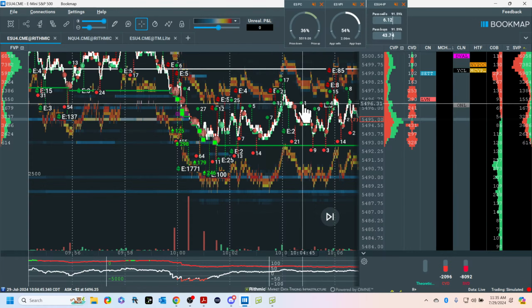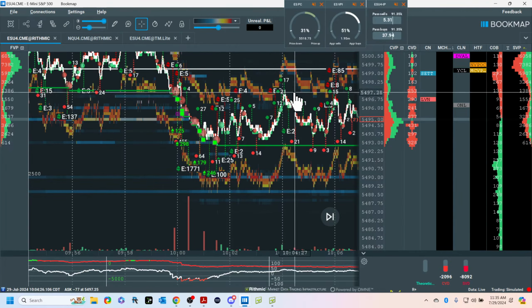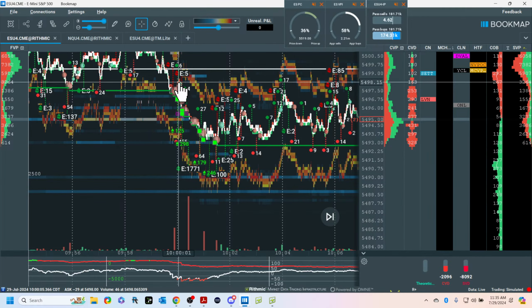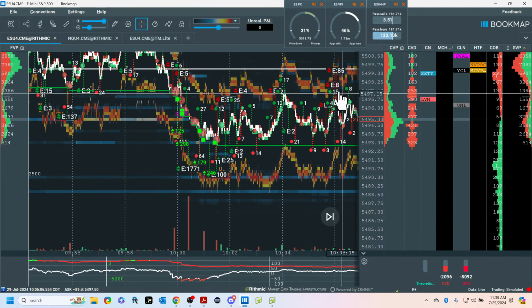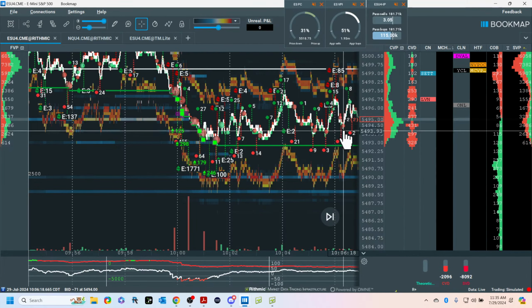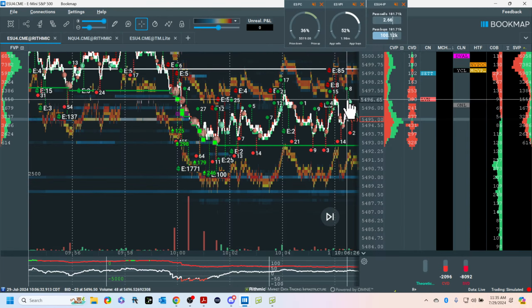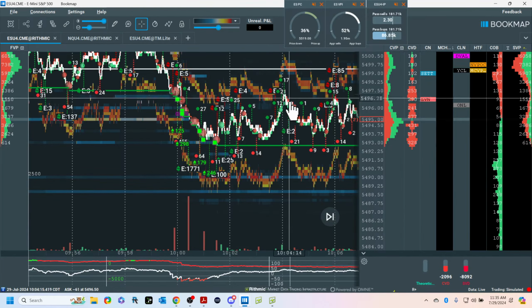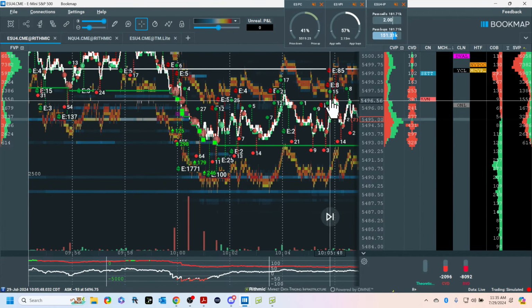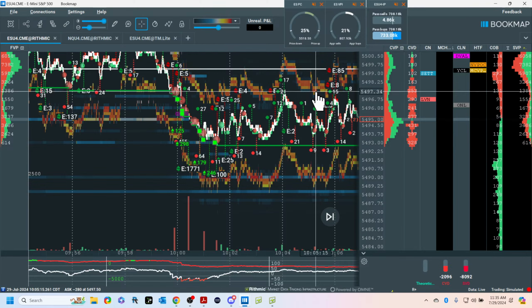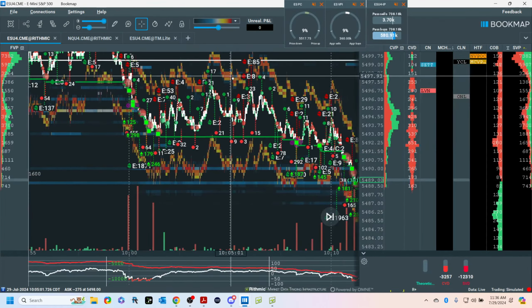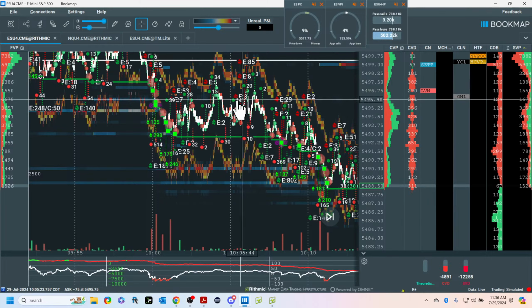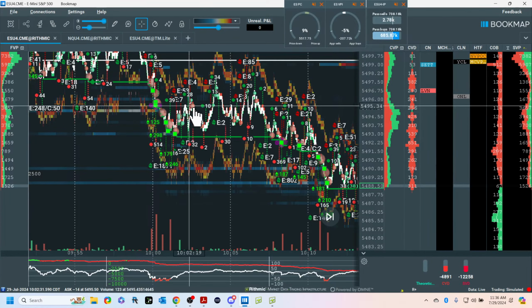Sellers. So I got sellers. Buyers were absorbed here. These guys were absorbed. I have a buyer here. I see selling icebergs. Sellers in charge. I get a buyer here. This is my microstructure. I'm looking for a continuation short. Could come up here. We don't know. This sets up a potential short.